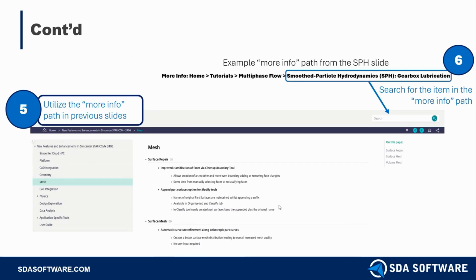Now I would like to also show you how to use the more info path I mentioned in all the previous slides. This will help guide you directly to the information and save time from searching around. Right here, I'm using the more info path from the SPH slide as an example. For HTML users, the process is very simple. You can extract the last item of this path and search it in the user guide's search bar.